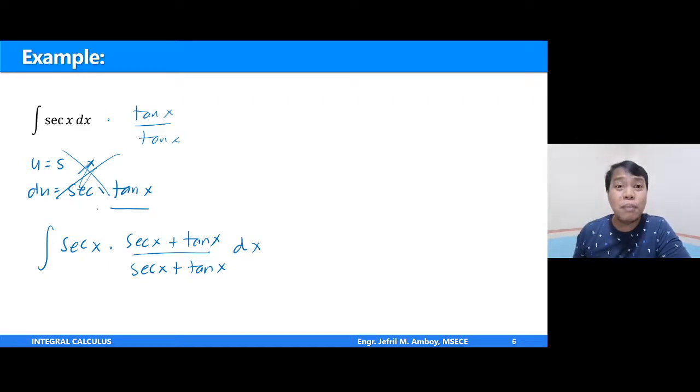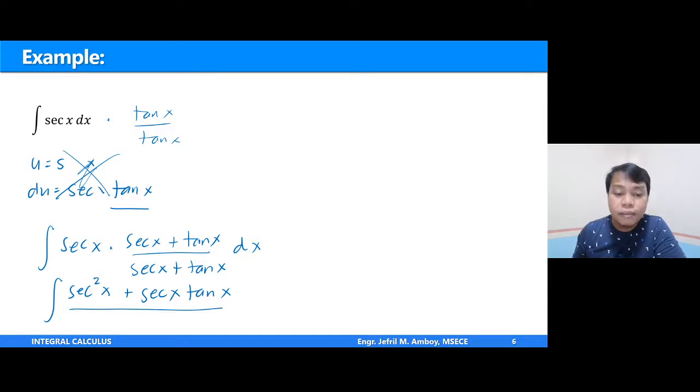That is what I mean by multiplication by 1. So 1 is in the form of secant x plus tangent x over secant x plus tangent x. So our given becomes this: secant x times secant x will give us secant squared x, and then plus secant x times tangent x, that is sec x tangent x, then over sec x plus tangent x, and then we put dx here.